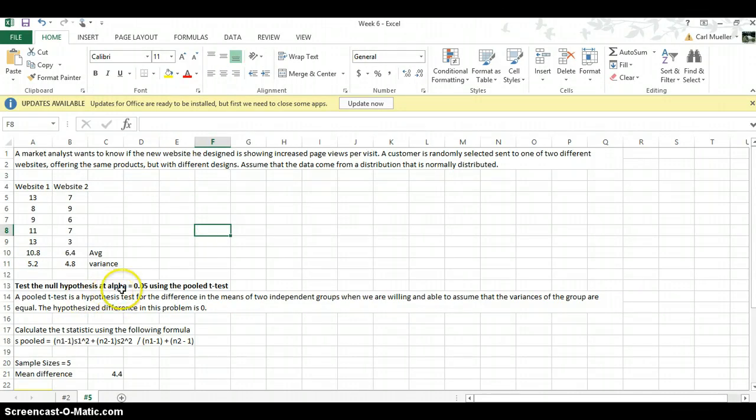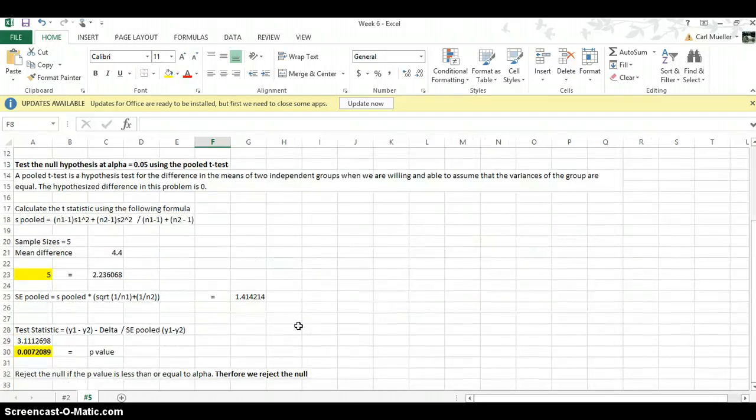Test the null hypothesis at alpha using the pooled t-test. Remember, a pooled t-test is a hypothesis test for the difference in the means of two independent groups. We're willing and able to assume that the variances of the groups are equal, and the hypothesized difference in this problem is 0, or delta.